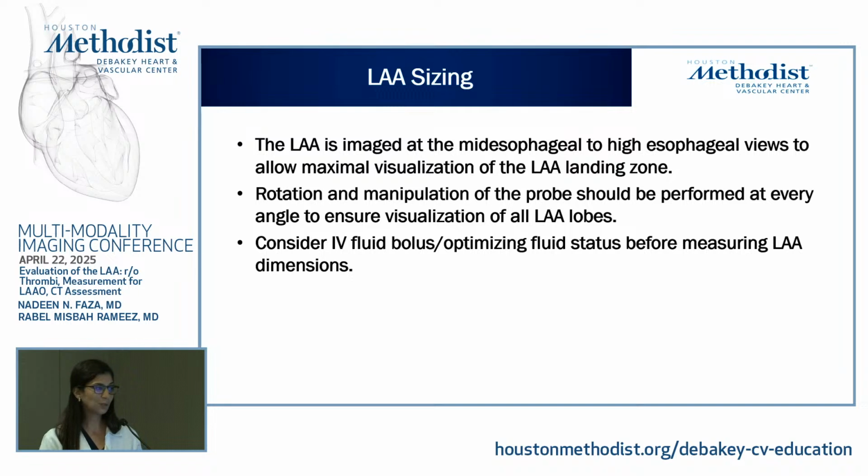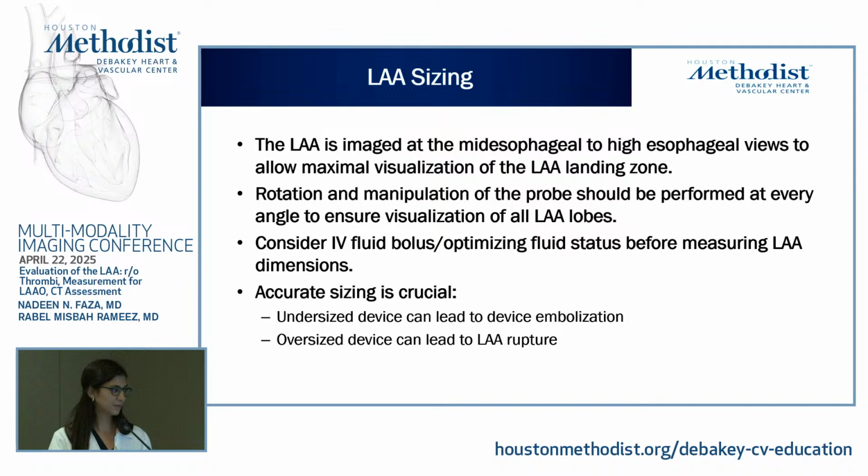You could consider IV fluid bolus or optimizing the fluid status before measuring the left atrial appendage dimensions. This was a study published a few years ago demonstrating that when patients come into the procedure, they're NPO, they're under anesthesia, and sometimes those dimensions can be underestimated. So what they did is they gave a bolus of about 500 to 1 liter of normal saline, and they did the measurements shortly thereafter. That seemed to increase the size of the left atrial appendage by 10%, which when you're trying to size a device could be significant. Accurate sizing is crucial because if you're undersizing the device, this could lead to device embolization.